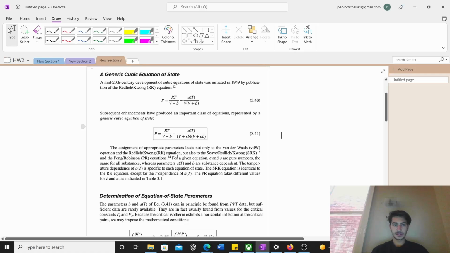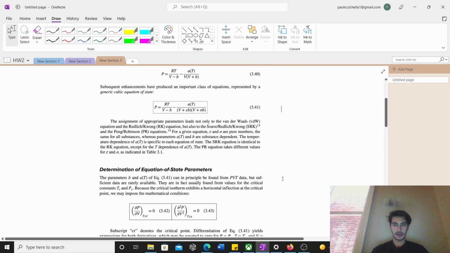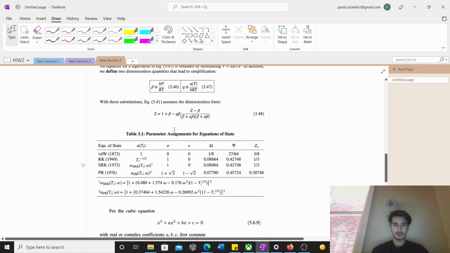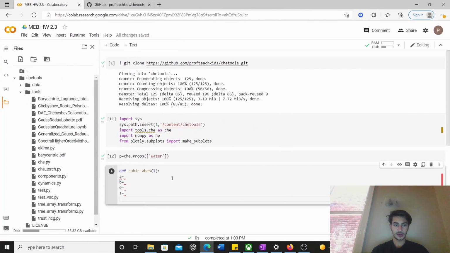If we go back to this document that I was first looking at and scroll down, we can see that we have a table of parameter assignments, and we also have some parameter assignments for the SRK equation. As you can see, we have SRK, and it gives us the values for sigma and epsilon, so we see that sigma is 1 and epsilon is 0. So you can go ahead and plug that in. We said that sigma is 1 and epsilon is equal to 0.